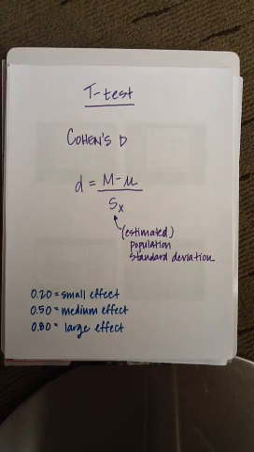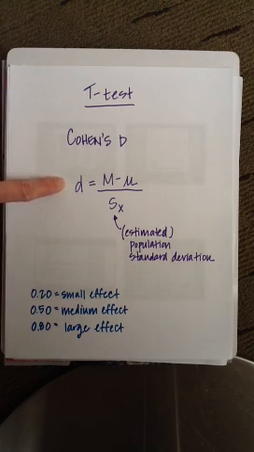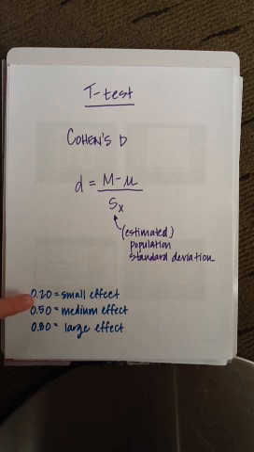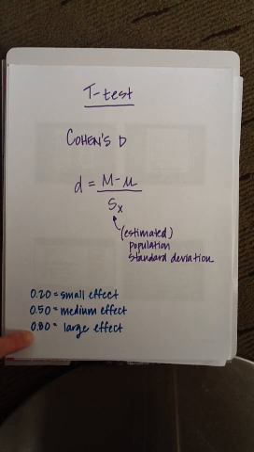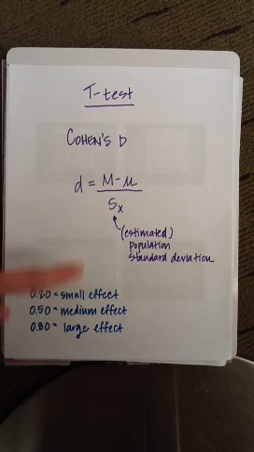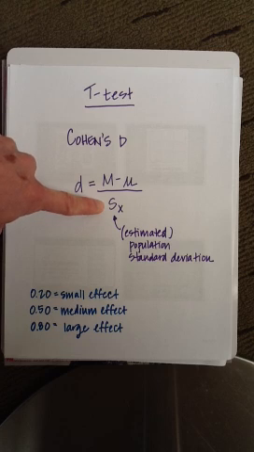Now, when we're talking about effect size using Cohen's d formula, then you can think of anything around 0.20 as a small effect, anything around 0.50 as a medium effect, and 0.80 as a large effect. And remember, this is in terms of estimated population standard deviation units.